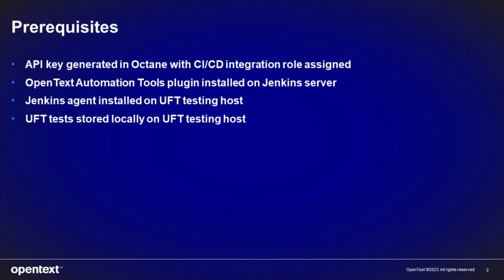Firstly, you need to have an API key generated in Octane with CI/CD role assigned. Secondly, you need to install OpenText Automation Tools plugin on Jenkins server. Next, you need to download Jenkins agent on UFT testing host. Lastly, you need to make sure UFT tests are accessible locally.